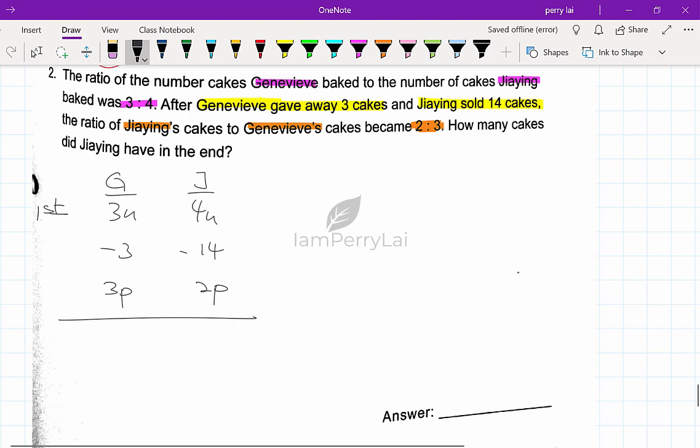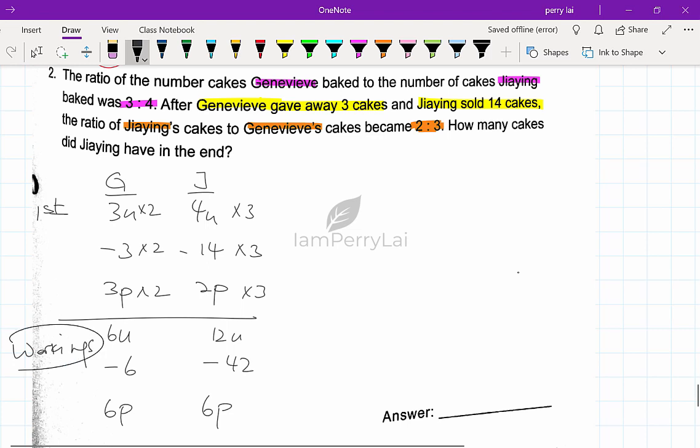So we wanted both sides of the p's to be equal. We're going to make it 6p and 6p. So what we have here is 6 units minus 6, 12 units minus 42. Okay, again I'm going to write the word workings here to remind the students to never ever use this part to find your final answer. It's just a working.